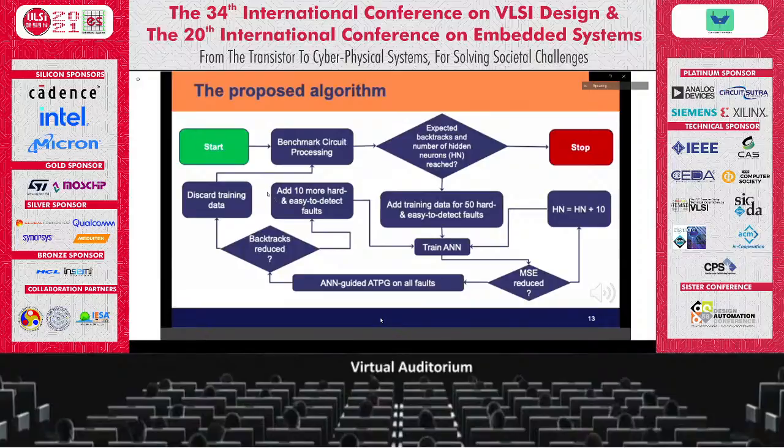The training starts by using 50 hard-to-detect faults to generate a training database, followed by ANN training to check mean square error and record the corresponding number of hidden neurons simultaneously. This process continues until mean square error starts saturating, and the corresponding mean square error and the number of hidden neurons are recorded and the ANN is retrained.